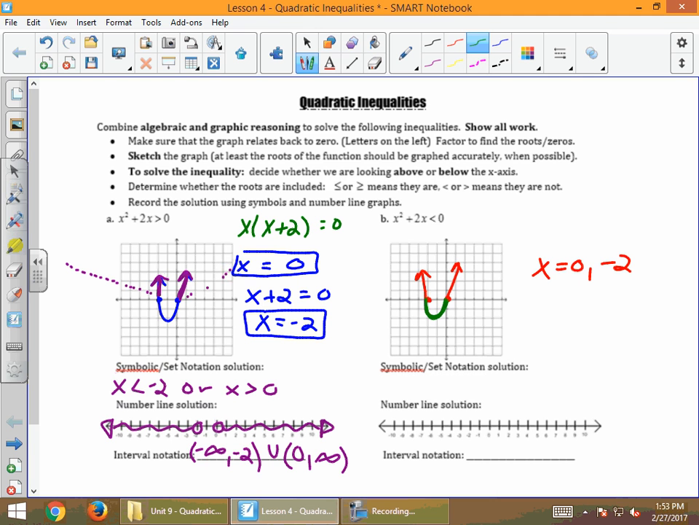Okay. Well, is that part of the graph connected or separated? Yeah, you're connecting those 2 points. So our inequality is also going to be connected. So it's going to look something like this.